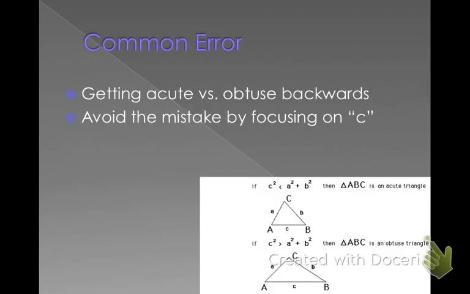The common error I see, going back to this slide, is mixing up the acute versus obtuse. So you should avoid this by focusing on c. If c is smaller, it's acute. If c squared is larger, then it's obtuse. And the way that I like to imagine it is by thinking, okay, if c squared is larger, I'm pushing the sides out, which pushes my angle out past 90 degrees. If c squared is smaller, I'm pulling in, and that's making my right angle smaller.